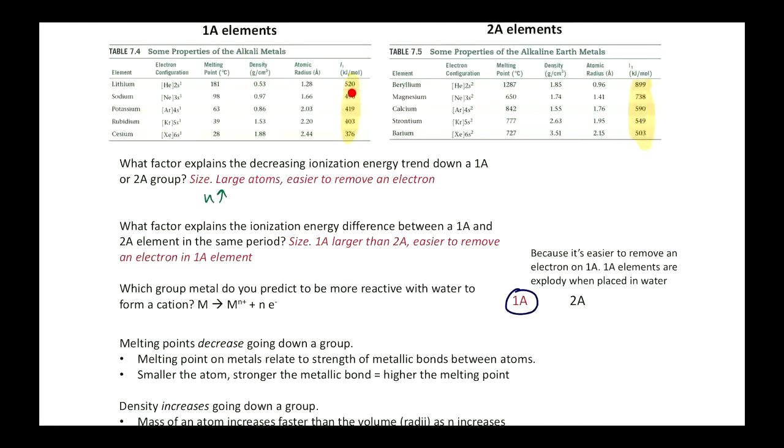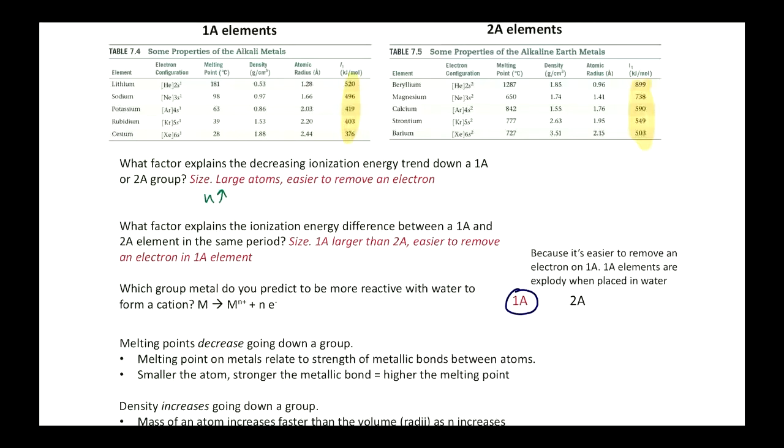1A elements have lower ionization energies than 2A elements. You can see here that these numbers in general are smaller than the 2A elements' ionization energy. Again, the reason is size: 2A elements are smaller, so those electrons live closer to the nucleus and are harder to remove. So with that in mind, the idea of ionization energy is the ease of removing electrons.